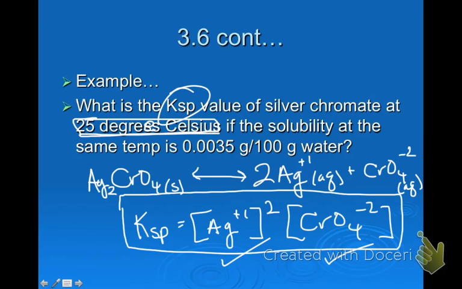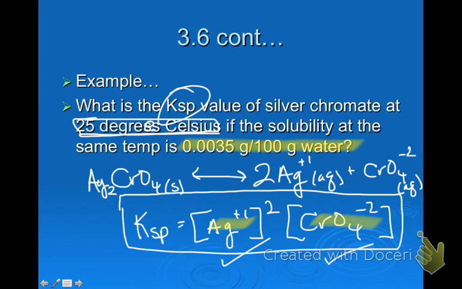And that is all based on this number right here, because that is where it is saturated. It's just not in the same units as we want down here. Down here we want them in moles per liter, and right now we're given grams per 100 grams. So we're going to find the molarity of this compound in moles per liter.